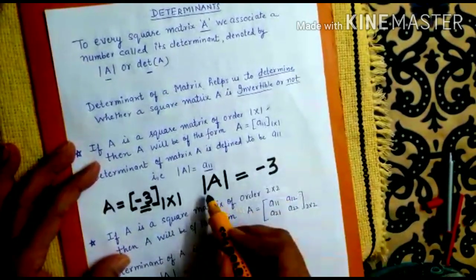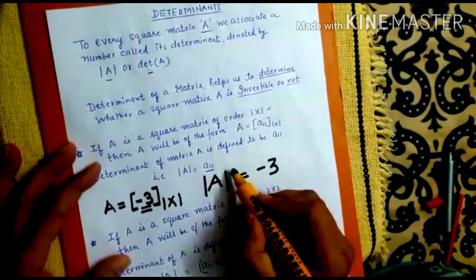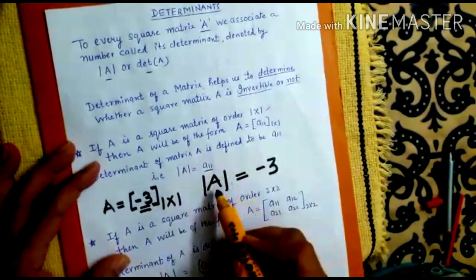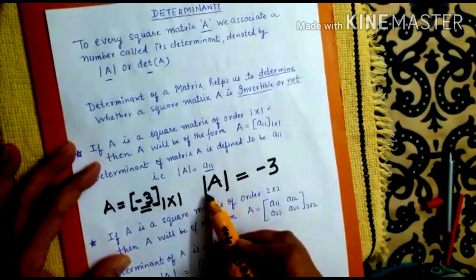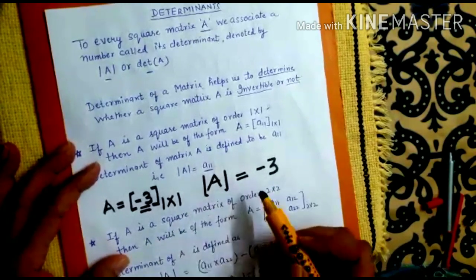Note that here this sign should not be confused with the absolute value. In context of matrices, this symbol means we are talking about the determinant of the matrix.